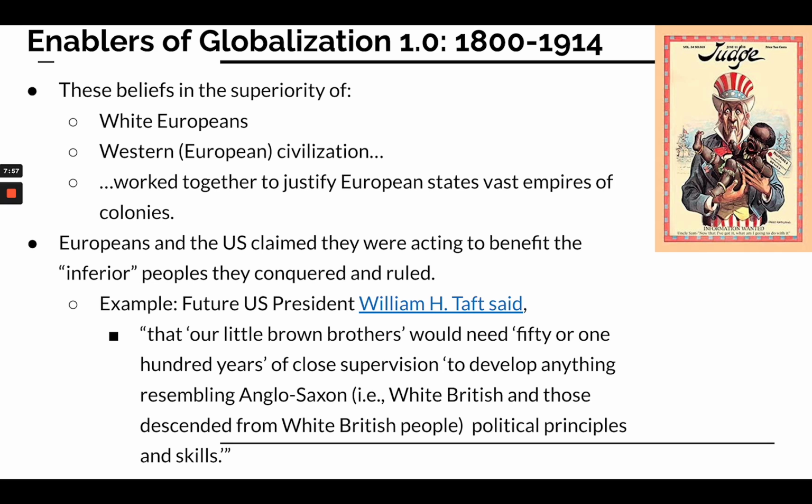Anything resembling Anglo-Saxon political principles and skills. And so we were going to need to look after our Filipino little brown brothers for half a century or perhaps an entire century in order to help them get even close to our level of civilization. Not a flattering depiction of the Filipino people.